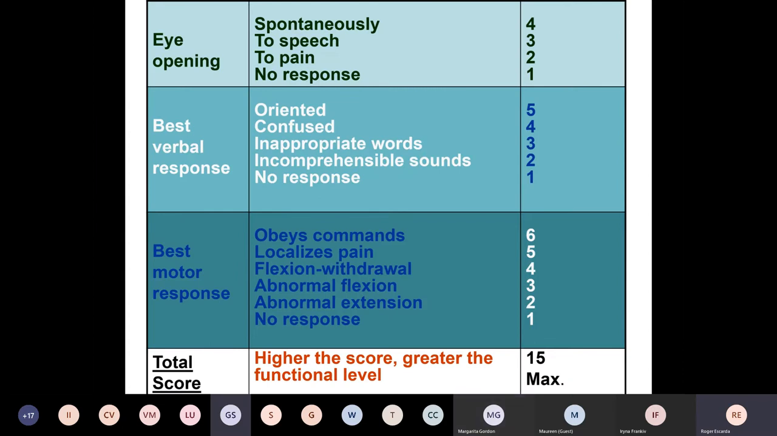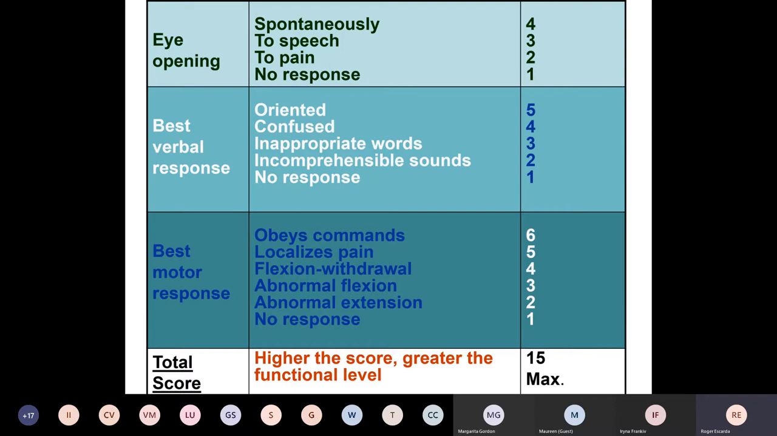The official Glasgow Coma Scale starts with eye, followed by motor, and then verbal. So the highest points are 4, 6, and 5. To make it easy, I'd rather go 4, 5, 6. It's easier for me to remember. So if the eye opening is spontaneous, like no need to prompt the patient, then that's a perfect score. They open their eyes spontaneously.